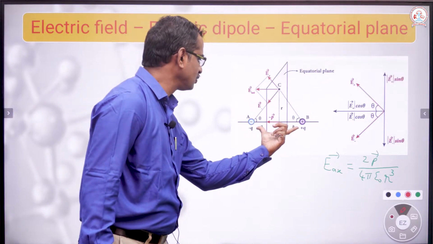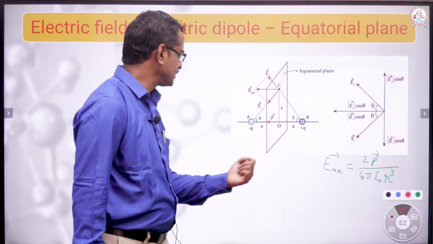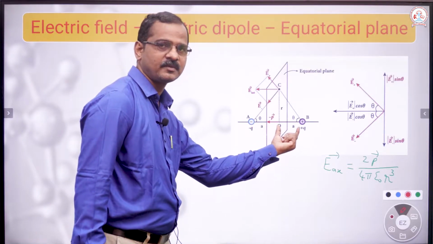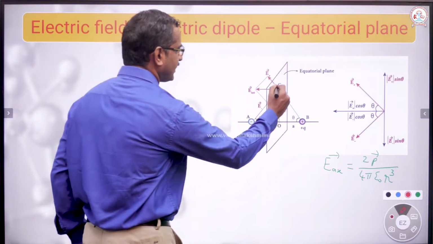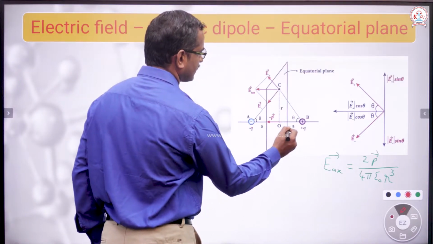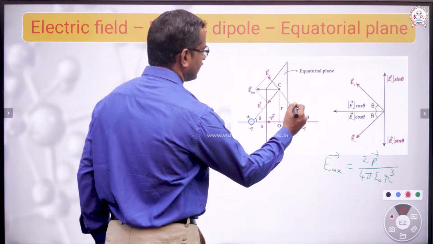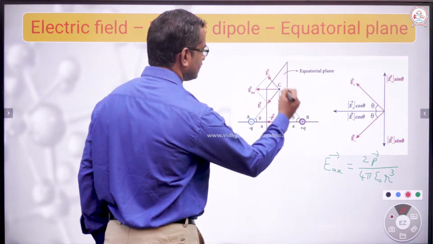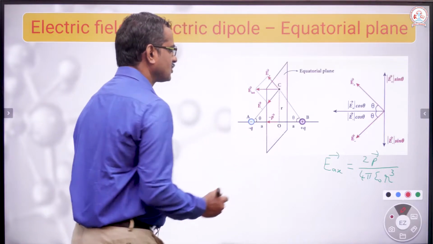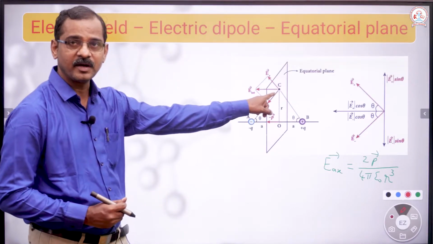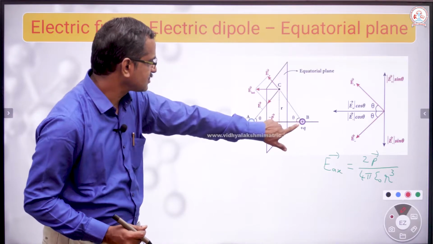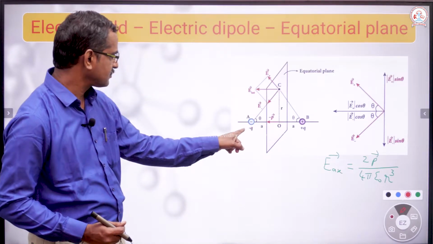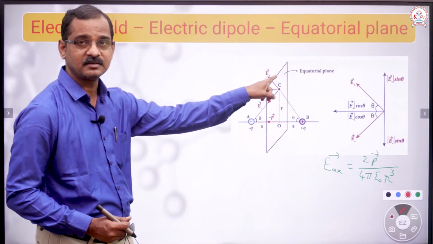The distance between the two charges is 2a, so from the center, each charge is at a distance a. Consider this right angle triangle: this is r, this is a, and this is BC square. Applying Pythagoras theorem, we can calculate BC square, and then this distance can be calculated. The point C is at a distance BC from one charge, and at a distance AC from the charge minus q.